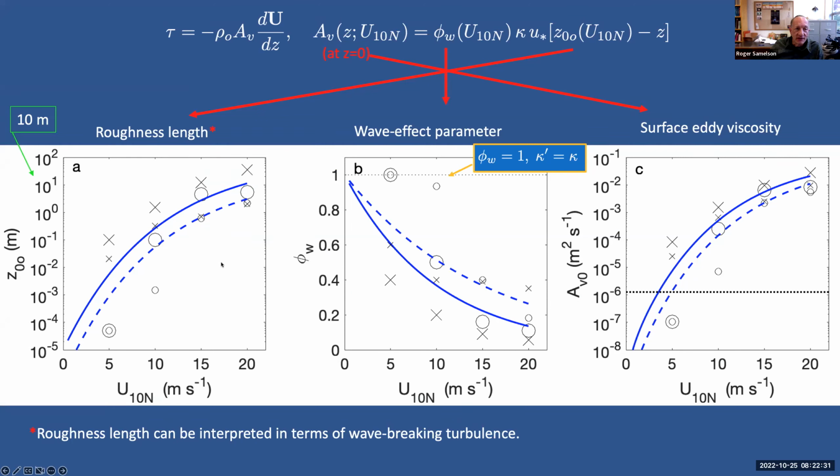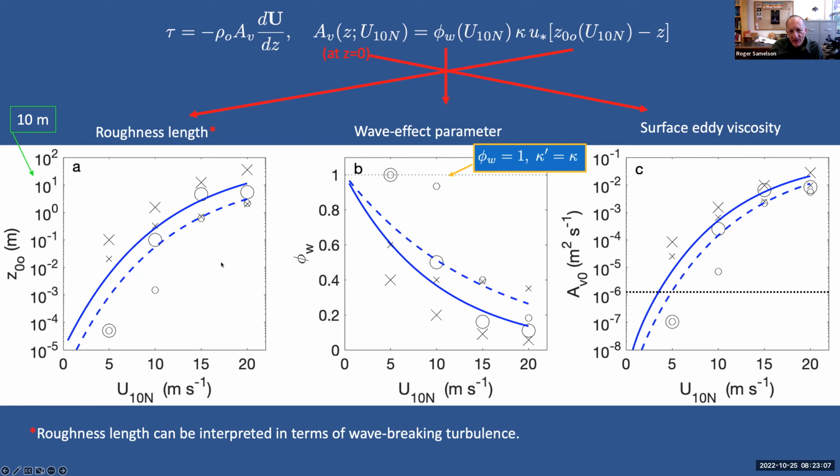And so I have the closure equation at the top there, and on the left is the roughness length, in the center, the wave effect parameter, and on the right, the surface value of the eddy viscosity, which is just the wave effect parameter times the Von-Karman constant, the friction velocity, and the roughness length. And you can see on the left that with 10-meter wind speed increasing up to 20 meters per second, the roughness length goes from sort of the very skin values, sort of similar to atmospheric drag coefficient roughness lengths, up to order meters or more.